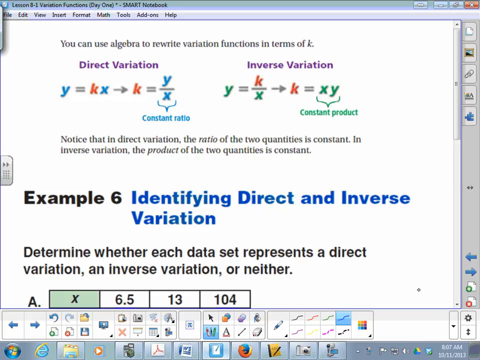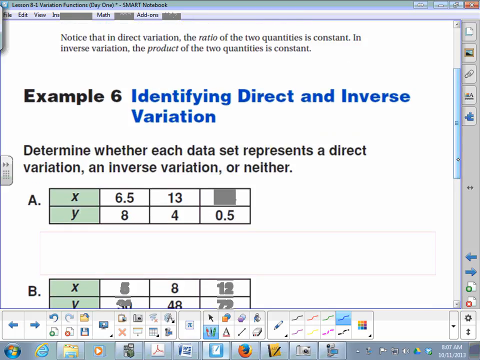All right, so today we're going to finish up variation functions. We're going to look at tables and determine whether those tables represent a direct variation or inverse variation relationship. And so we can see we've got the direct variation and inverse back up here. y equals kx, so k equals y over x. And y equals k over x, so then k equals x times y, things we talked about yesterday.